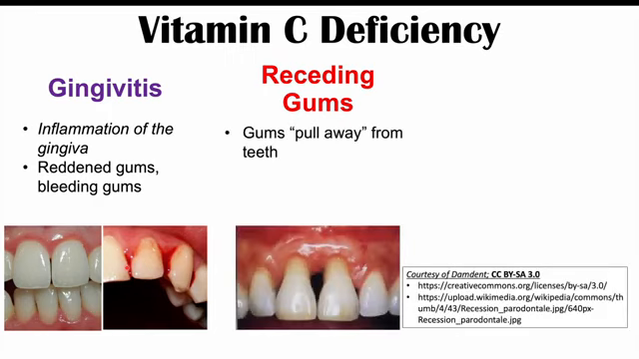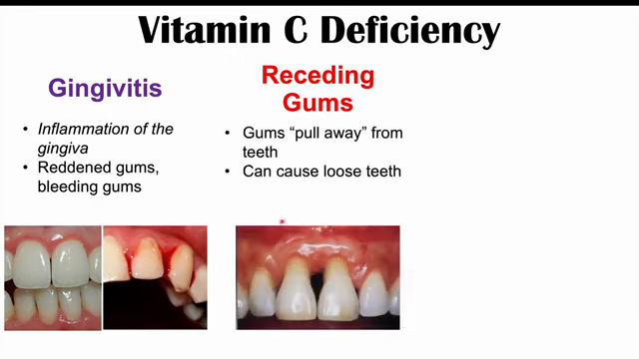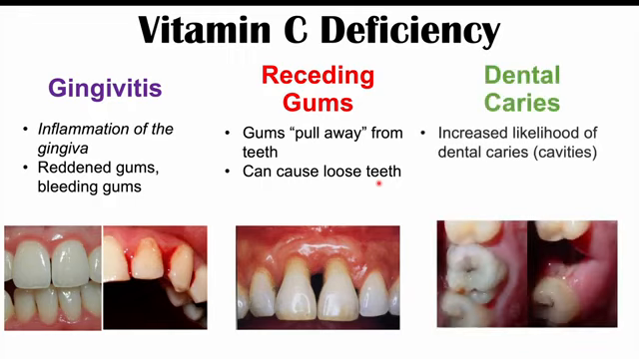So receding gums, the gums pull away from the teeth, and this can lead to loose teeth or even teeth that fall out because gums aren't holding them in place. And then we can see higher likelihood of dental caries. Now, dental caries are dental cavities. So if you have a vitamin C deficiency or even a subclinical vitamin C deficiency, it's not significant, you may have some of these issues in a milder form.